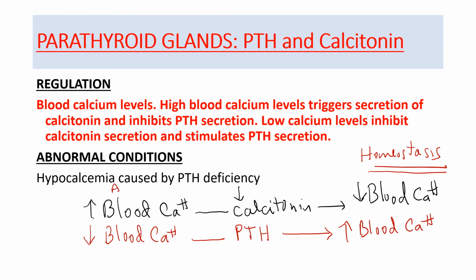Under abnormal conditions of blood calcium levels, high blood calcium levels, calcitonin is secreted, and blood calcium is brought back down to normal homeostatic levels. Low blood calcium levels, PTH is secreted, bringing blood calcium levels back up to normal homeostatic levels.